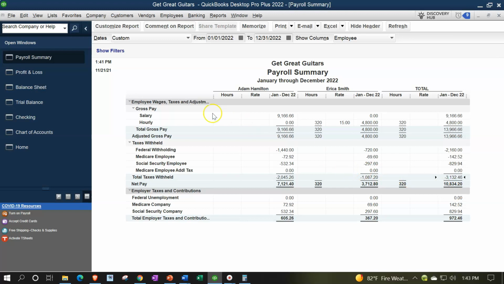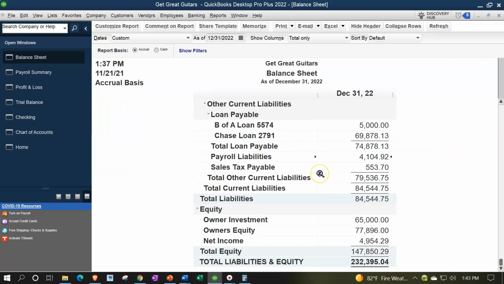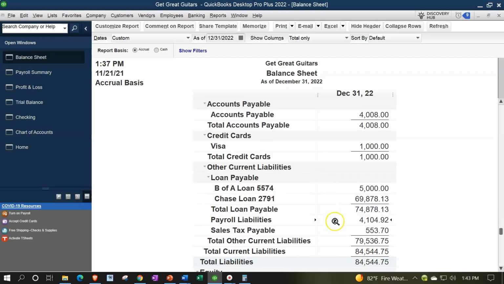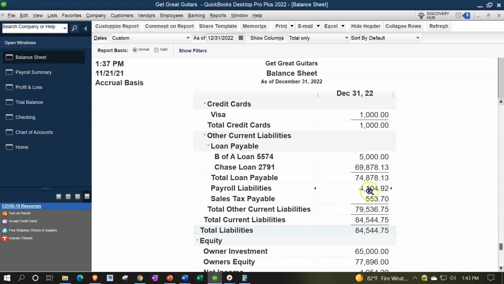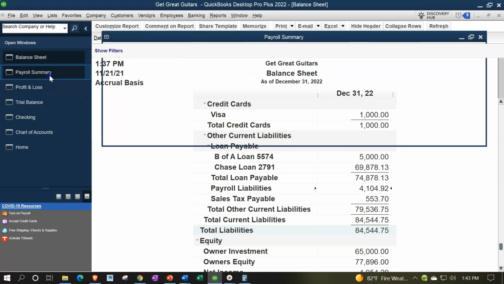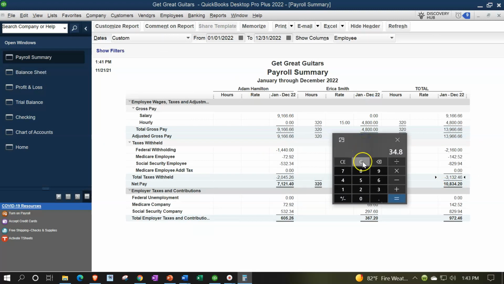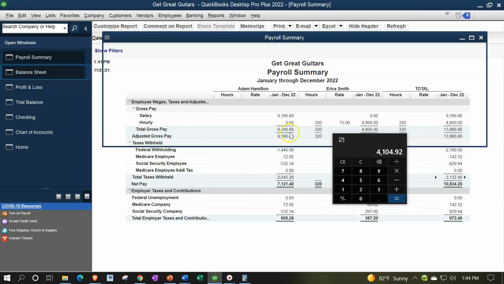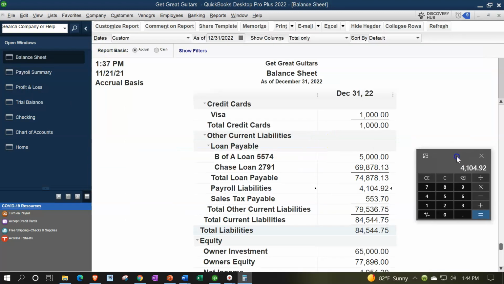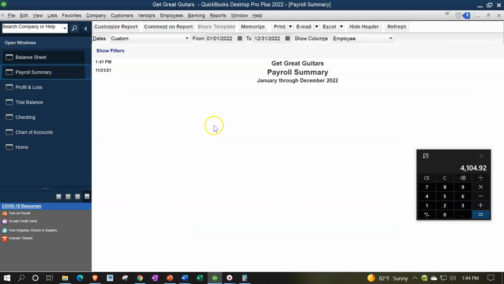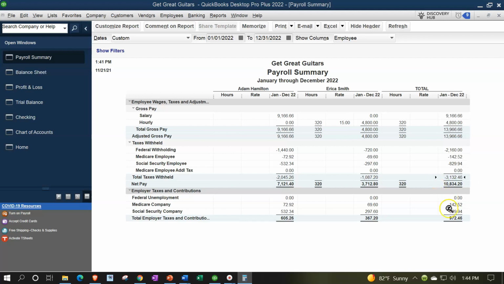So $3,132.46 on the balance sheet. If I go to the balance sheet and take a look at the withholdings, we're talking payroll liabilities are at 4,104.92, because it's also going to include the employer side of the withholdings, which is the 972.46. So in other words, if I took the 3,132.46 plus the 972.46, which we haven't yet paid either one of them, we get to that 4,104.92.